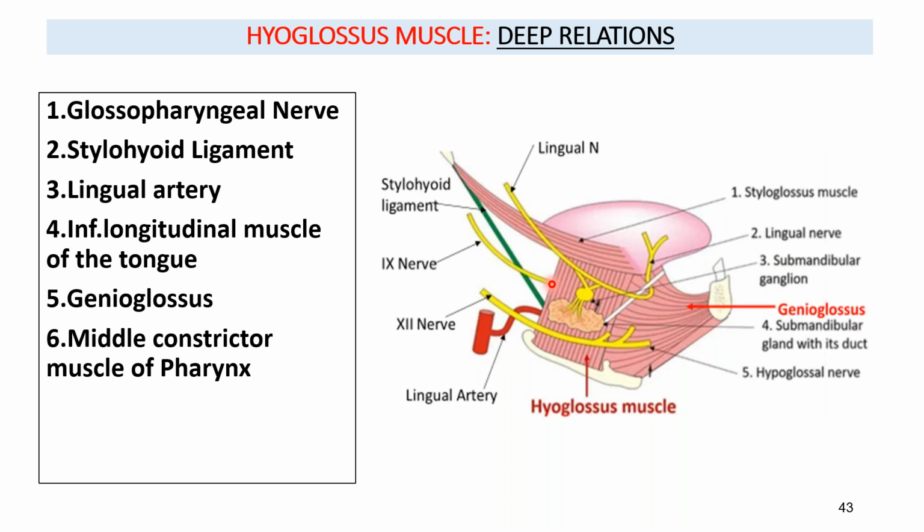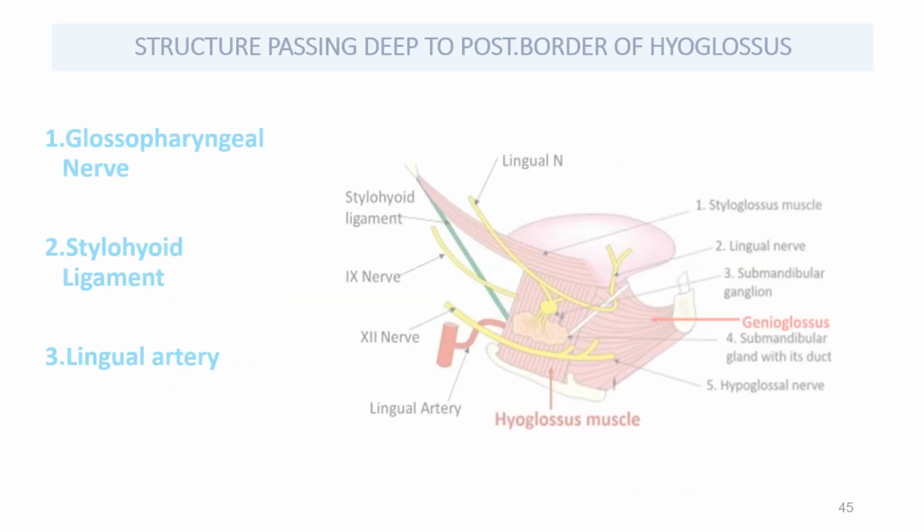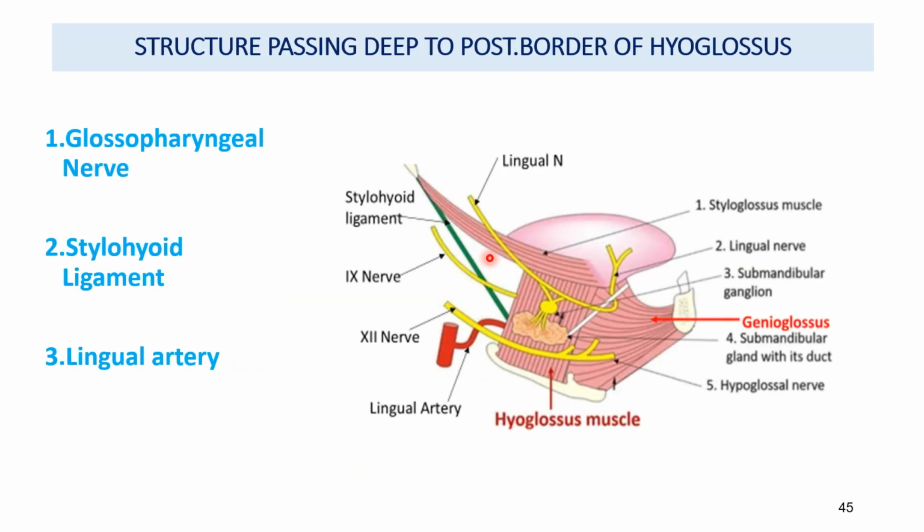The glossopharyngeal nerve will be deeply related to it, along with the ligament which is extending from the styloid process to the hyoid bone. This is the stylohyoid ligament, along with the lingual artery, which goes behind but gives a suprahyoid branch which is anteriorly related to the hyoglossus muscle, or superficially related to it. Then there are muscles like genioglossus, which is again going deep to the hyoglossus, and the constrictor muscle of the pharynx. This is another picture showing the relations of the hyoglossus, a similar thing represented with another picture of your book.